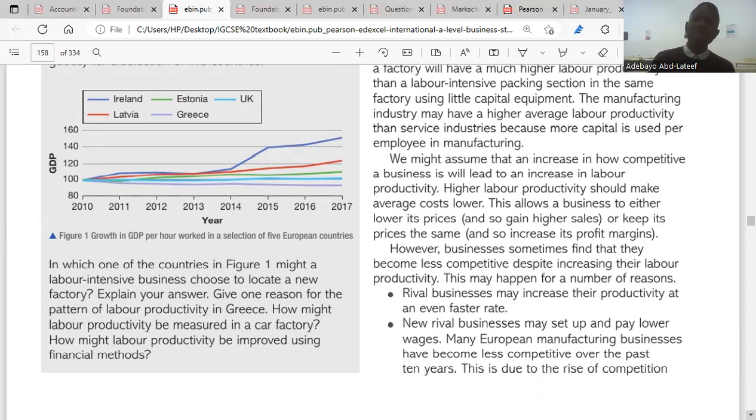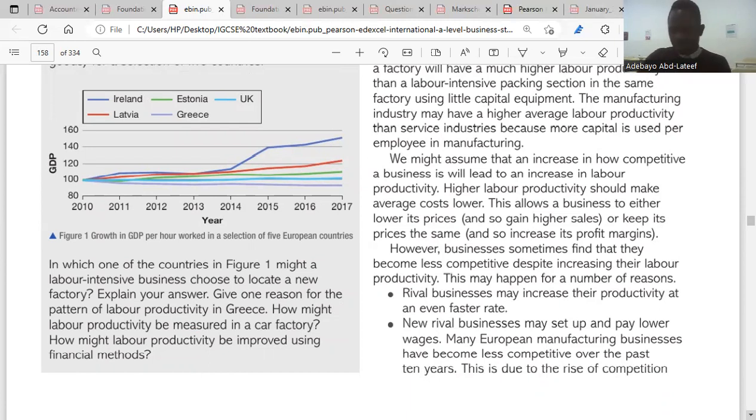So it is always assumed that whenever productivity increases, competitiveness should also increase. And if competitiveness increases, it means two things. One, either you are able to reduce your average cost of production, then as a result, your price becomes less, and you can make more revenue. Or you leave the price the way it is, and at the same time, reduce your cost, which means you can increase your profit margin.